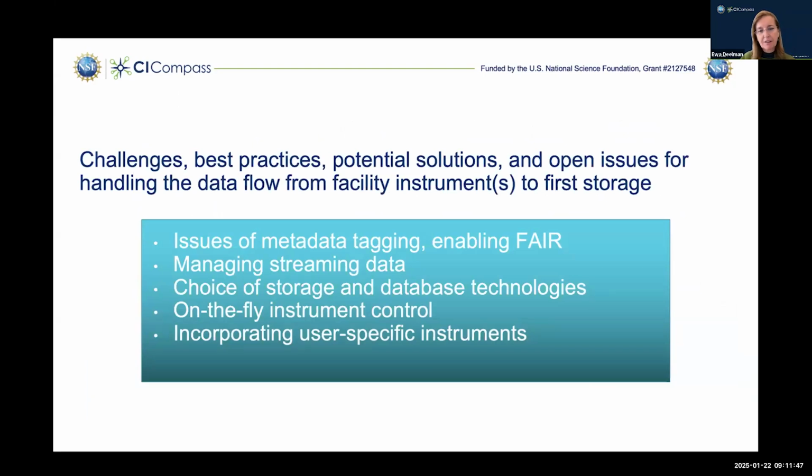And so in this workshop, we're trying to address the challenges and best practices and also possible solutions to this first stage of metadata and data capture. So issues of metadata tagging, enabling FAIR dissemination of data, managing data streams coming from the instruments, and the various choices of storage and database technologies that people make. We can also talk about on-the-fly instrument control and also incorporating user-specific instruments.